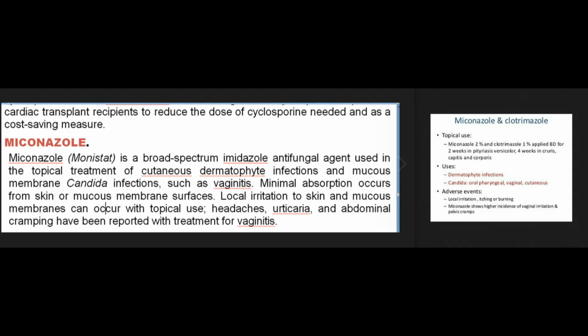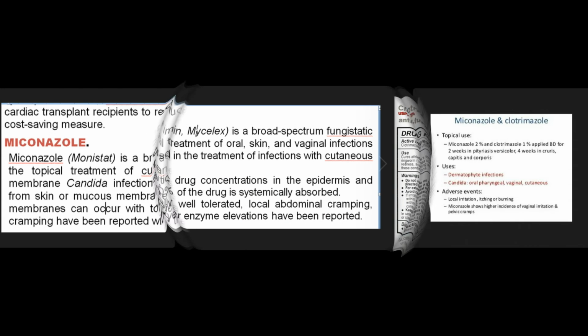Miconazole. Miconazole, Monostat, is a broad-spectrum imidazole antifungal agent used in the topical treatment of cutaneous dermatophyte infections and mucous membrane Candida infections, such as vaginitis. Minimal absorption occurs from skin or mucous membrane surfaces. Local irritation to skin and mucous membranes can occur with topical use. Headaches, urticaria, and abdominal cramping have been reported with treatment for vaginitis.